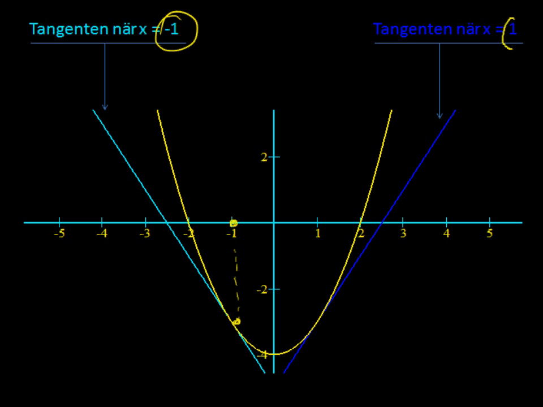Here is the one where x is 1. Here's 1. You go down to the function. You look at where the tangent is, and then you'll see, okay, here's the tangent line. And obviously this one will be positive, and this one will have a negative slope, because you always look at it from left to right. Does it go up or does it go down, or is it flat?